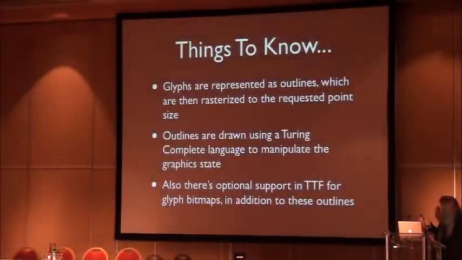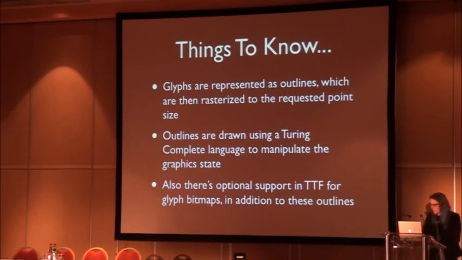So in order to do this, it's not a linear thing. There's an actual Turing-complete virtual machine language for doing the transforms on the character glyphs and outlines. You can actually do a lot of transformation.